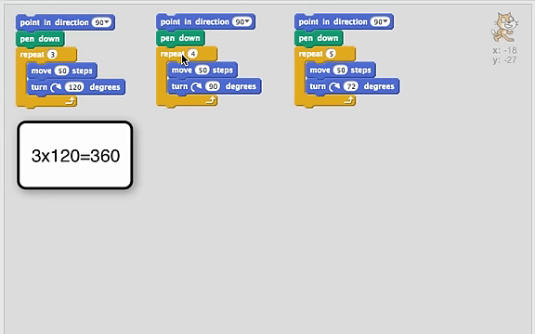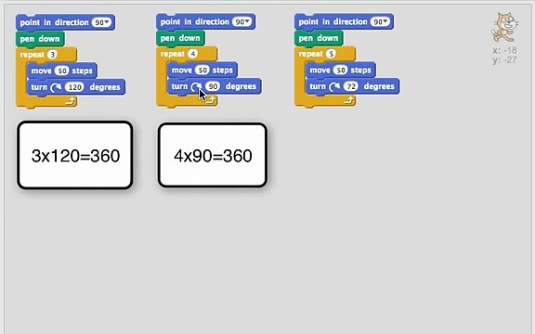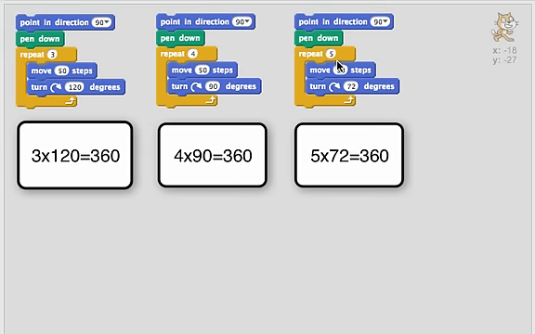On the square, I repeated four times, and each time turned 90 degrees. So that's four times that I turned 90 degrees, or four times 90, and that equals 360. On the pentagon, I repeated five times, turning 72 degrees. So that's like turning 72 degrees five times, or five times 72, and that is also 360 degrees. So for all three of these shapes, the total amount that I turned was 360 degrees.